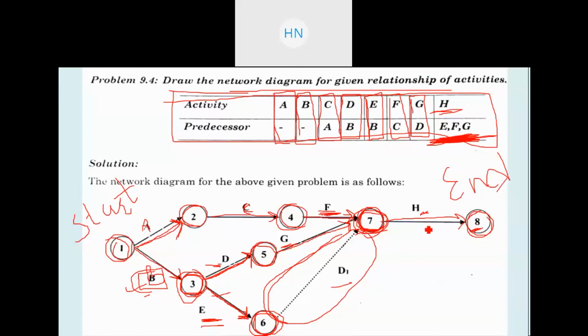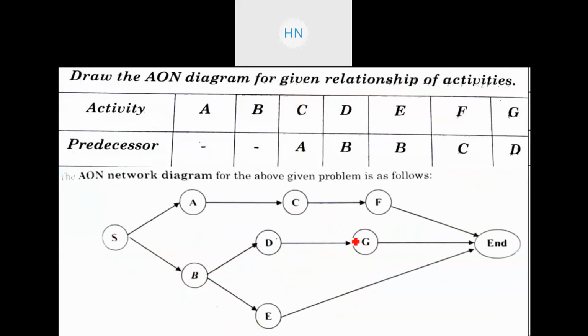After that, let us move to the next problem. Hope you are all understanding it better as we are doing it. Here, read the data carefully and draw the AON diagram for the given relationship of activities. What is the meaning of AON? That is activity on node. Concentrate here, because you need to draw an AON diagram, activity on node, right? So that will be different from the previous problem.